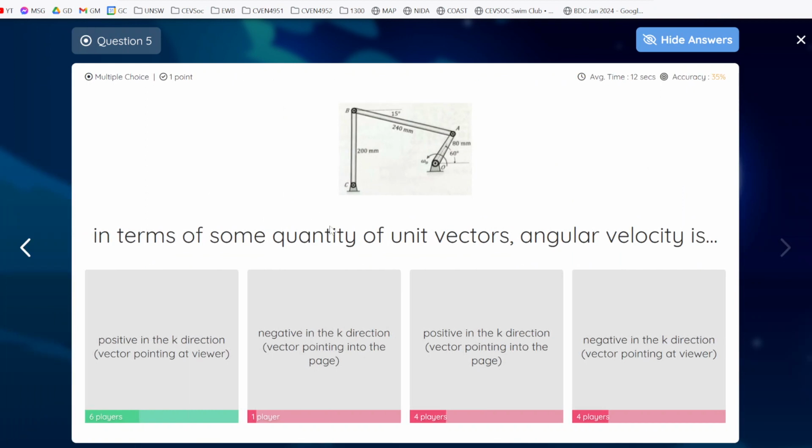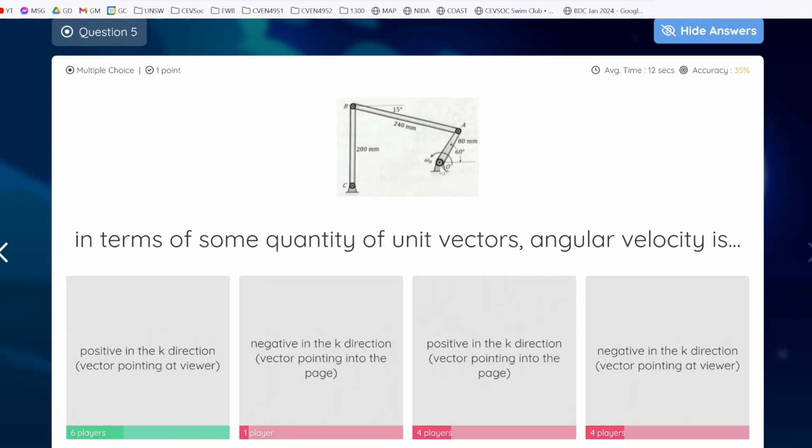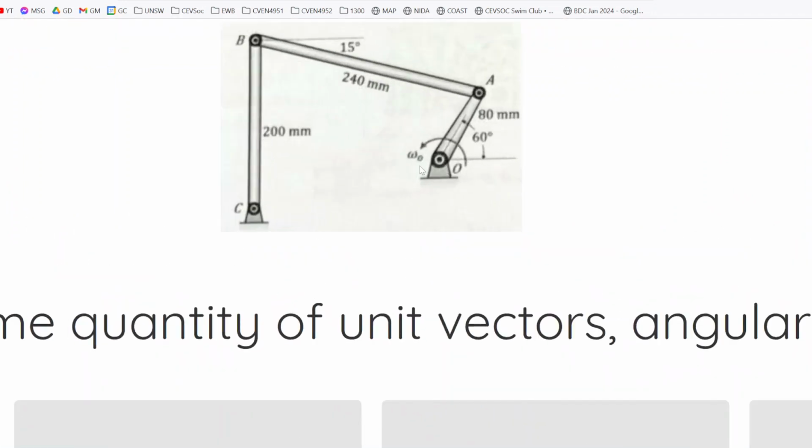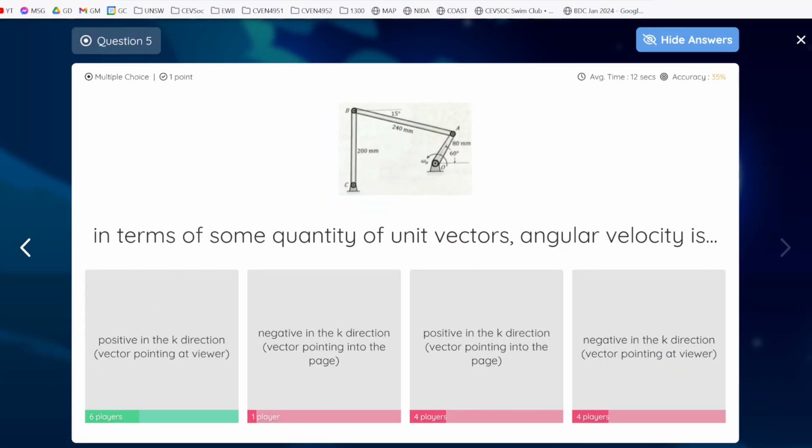In terms of some quantity of unit vectors, angular velocity, yeah, this is kind of a segue one because I'm going to talk about this more after these quizzes. But essentially it's in the positive direction. So let's look at omega O, right? If you do the right hand rule and you match your fingers up with the direction of where the arrow is going for omega O, you'll see that's pointing towards you, and that's the positive k direction, right? So the vector's pointing at the viewer.